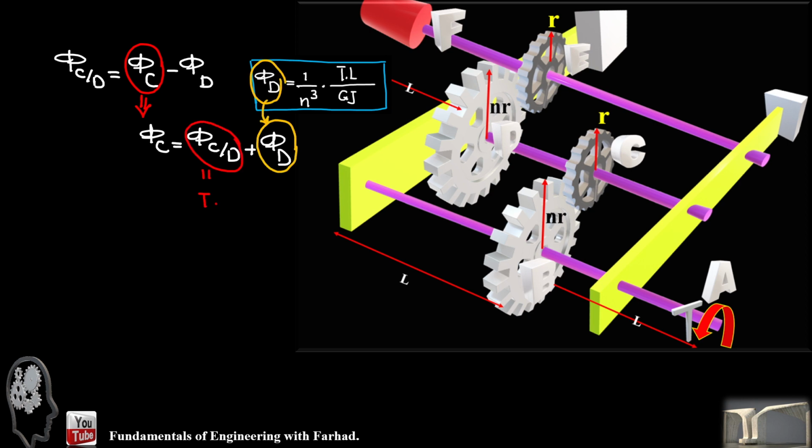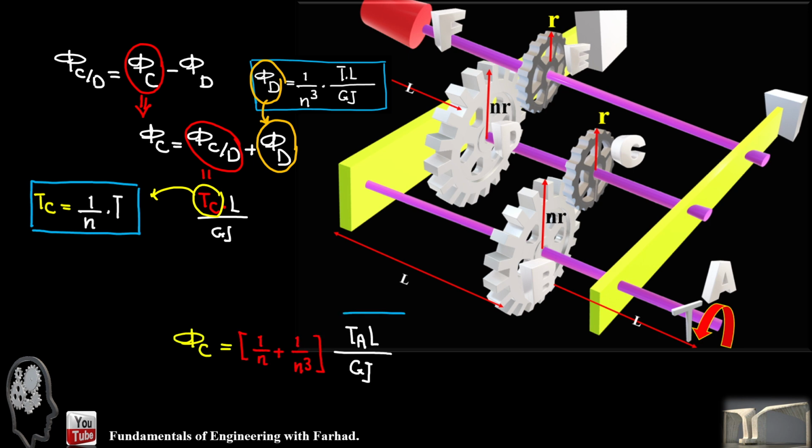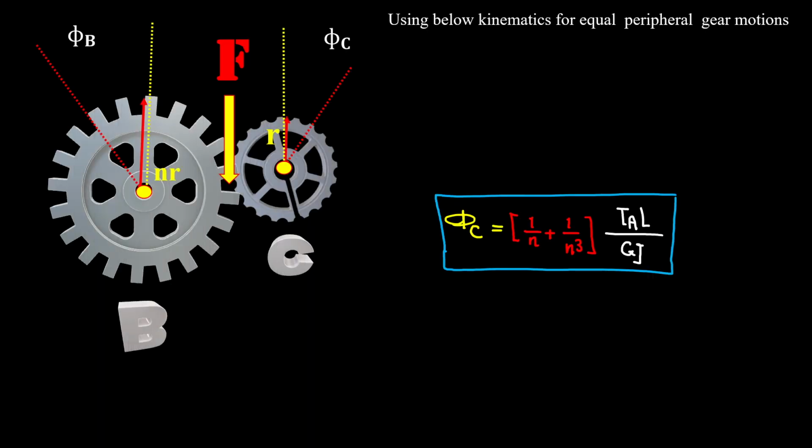And phi_c over d is nothing but T_c L over GJ, which we already calculated that T_c is 1 over n times T at the very beginning of our solution. So if you replace all that back in phi_c, it just gives you phi_c is equal to this equation. From F to E to D to C, now we need to move toward B then A. So using the kinematic of equal peripheral gear motions, this time for gears B and C.